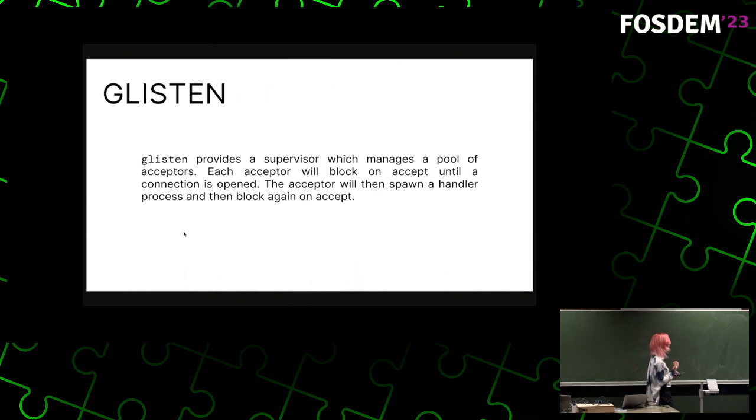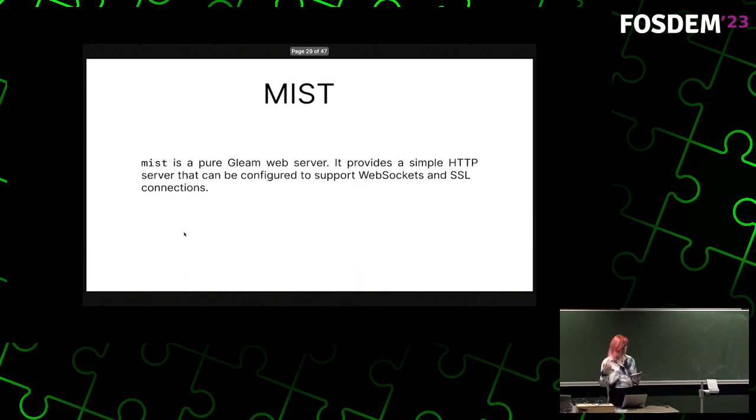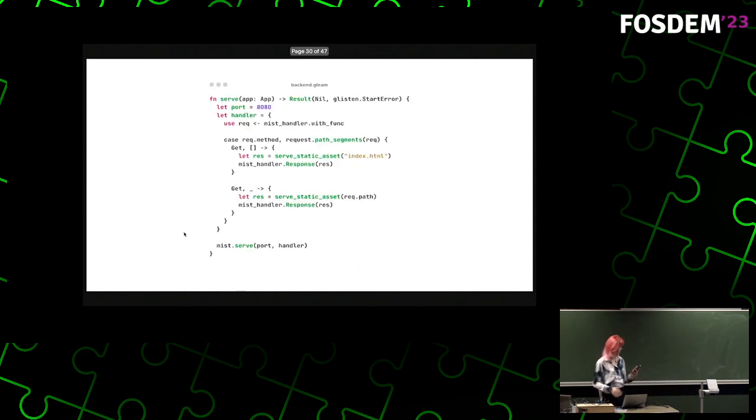And to do that, we're going to use two more packages. One is called Glisten. This is a fairly low-level package that sets up a supervisor and manages a pool of connections. It can manage things like TCP connections and sockets and this sort of thing. And on top of that, another package called Mist, which is a web server written in Gleam that provides a kind of dead simple HTTP server that you can then configure to accept WebSocket connections or do SSL connections, these sorts of things.